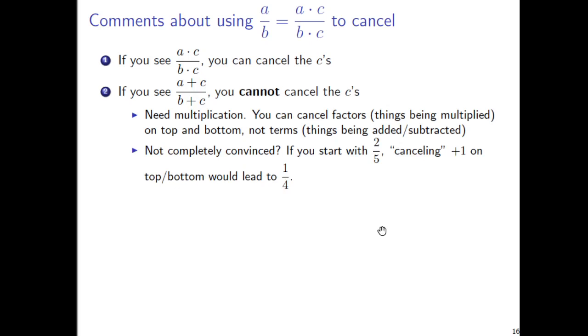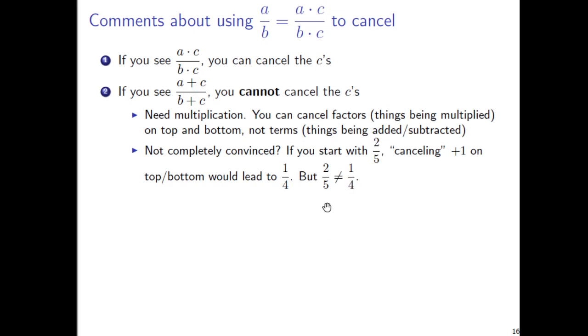Are you not completely convinced? Well, let's say you start with the fraction 2/5. We actually saw a picture of what eating 2/5 of a pizza looks like, right? So 5 equal sized slices and you eat 2 of them. Canceling a plus 1 on top and bottom would lead to 1/4. And we actually saw a picture of what 1/4 would look like, right? If you cut a pizza into 4 equal sized slices and only eat 1, that can't be the same as eating 2 slices out of a pizza that has 5.